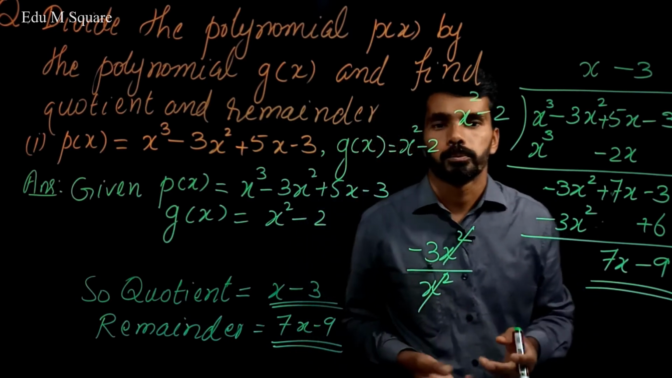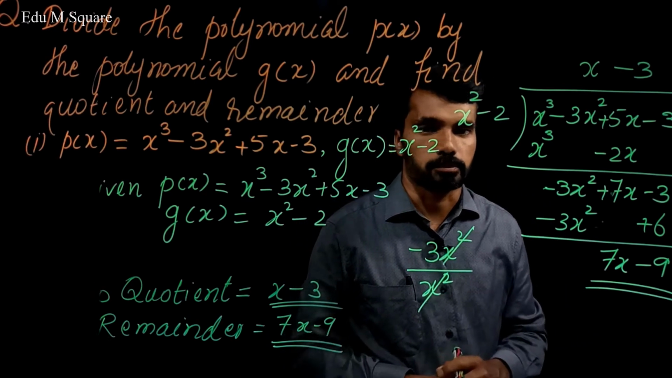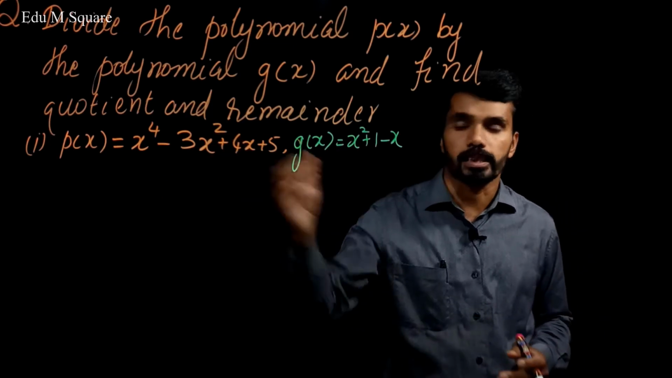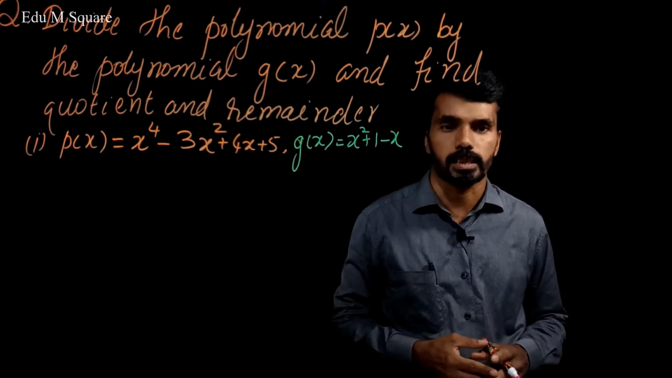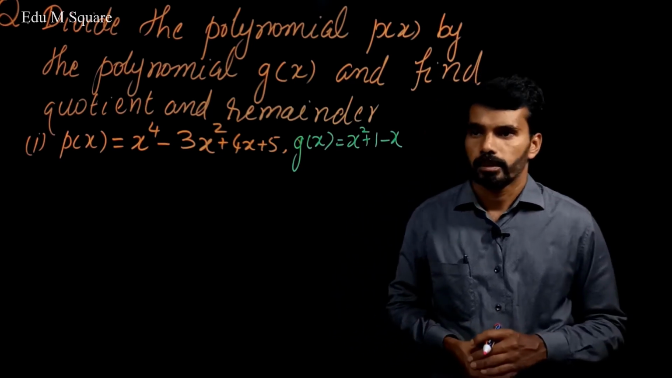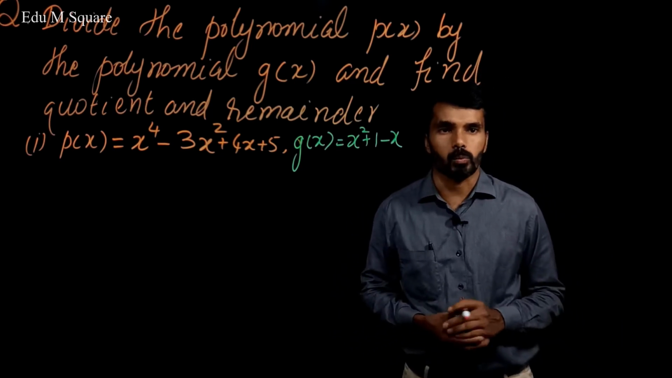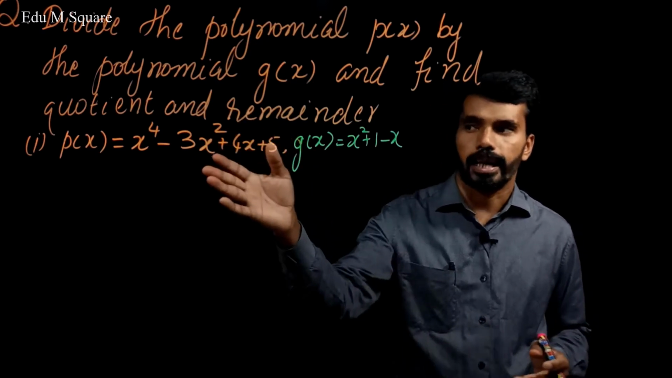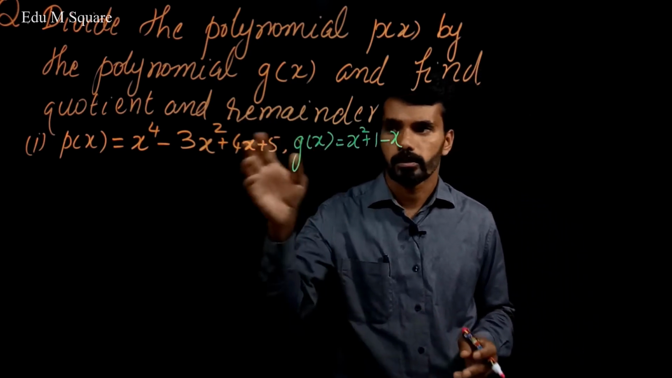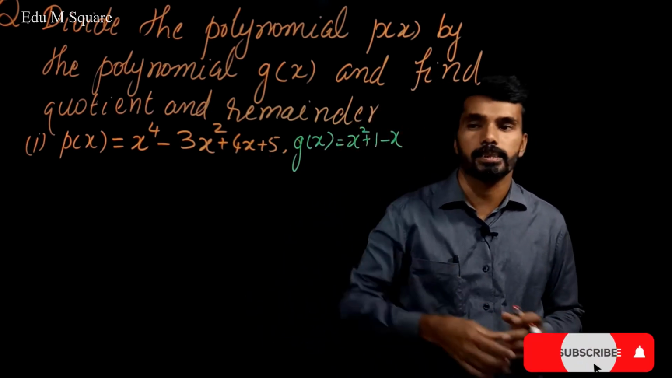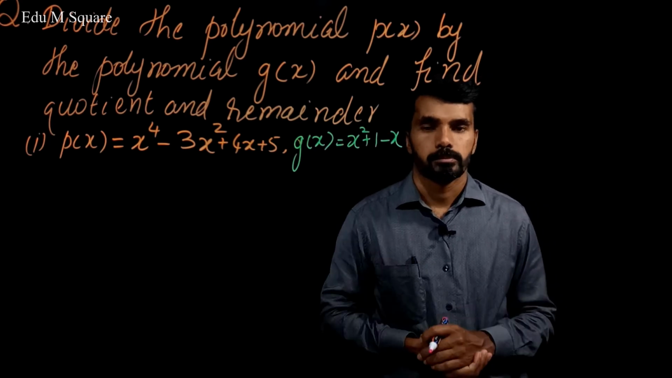Now let us do the next question. Let us see the second question. P of x is x raised to 4 minus 3x square plus 4x plus 5. G of x is equal to x square plus 1 minus x. So here the dividend is P of x, x raised to 4 minus 3x square plus 4x plus 5, and divisor is x square plus 1.